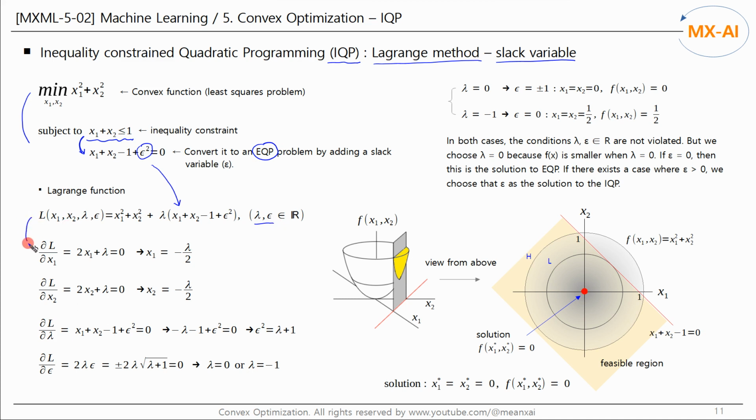Differentiating the Lagrange function with respect to x1, x2, lambda, and epsilon, we get the following results. This results in two candidate solutions as follows. Neither candidate violates this condition. However, the lambda value of 0 results in a smaller value of function f. So we choose this as the final solution. An epsilon of 0 means this problem is an EQP.